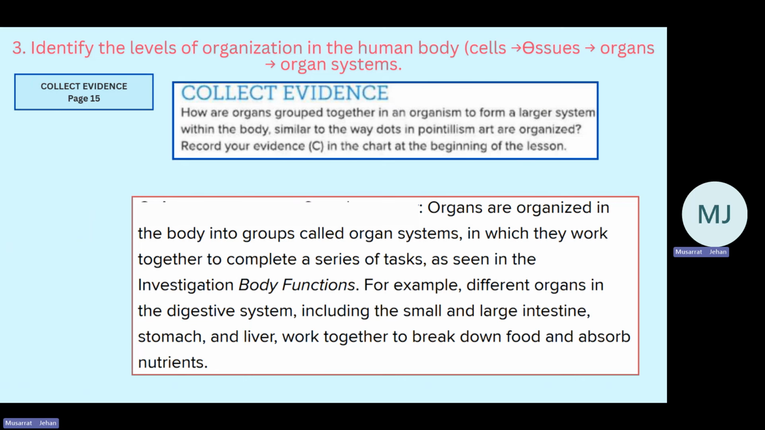Cell is the smallest level. Then many groups of cells will join together to do a particular, specific job. They're called tissues. Then groups of tissues will join together, do one function, and form an organ. Then many organs form the organ system, and different organ systems form the organism.